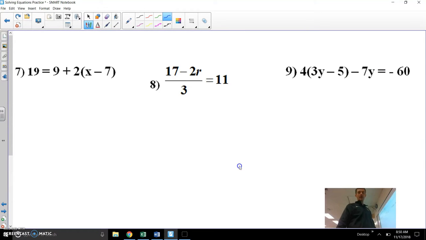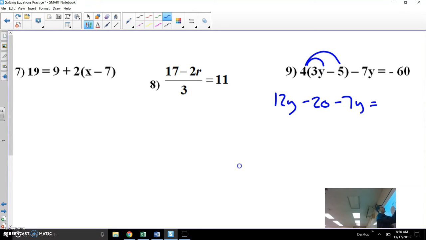Let's go try one that's a little more difficult, maybe number 9. You try 7 and 8. So let's multiply, starting with distribution. That gives you 12y. These multiply to give you negative 20. You subtract 7y and you get negative 60.